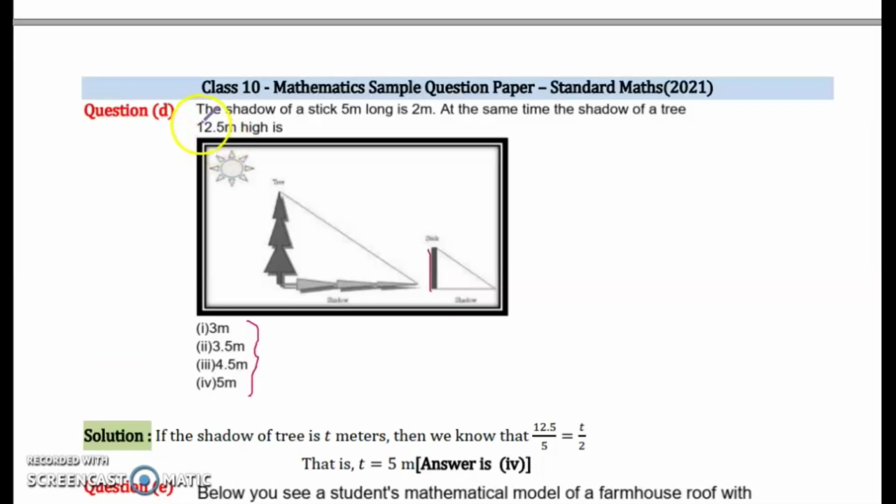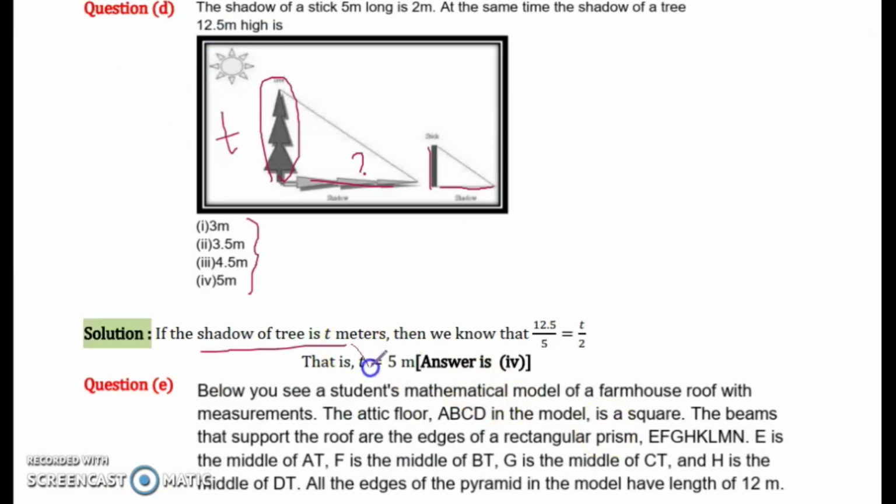See the problem, next problem. The shadow of a stick of 5 meter length is 2 meter. At the same time, the shadow of a tree which is 12.5 meter high is what? Everybody knows that it's a very simple question. If the shadow of the tree is t meters, then 12.5 divided by 5 equals t by 2. That means t equals 5 meters. T equal to 5 means the fourth option is the correct answer here.